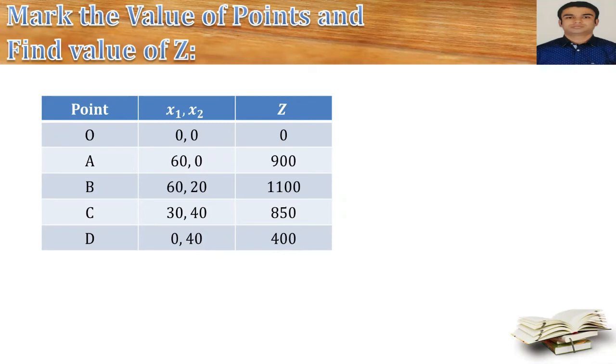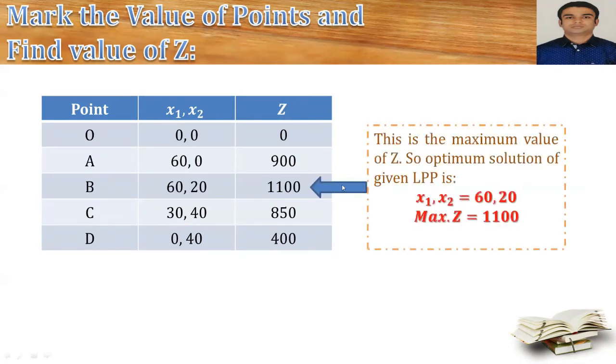In this question, we determine the maximum value of Z. This is our objective, the maximum of Z. So here, which value is maximum? Here, 1100 is the maximum value of Z. So our optimum solution of the given LPP is x1 is 60, x2 is 20, and maximum Z is 1100.